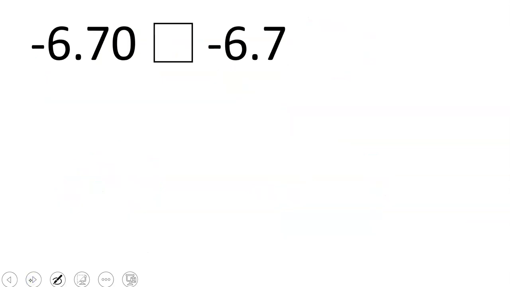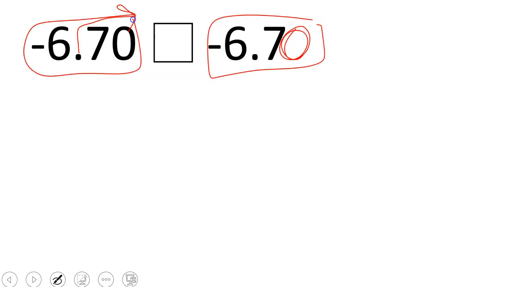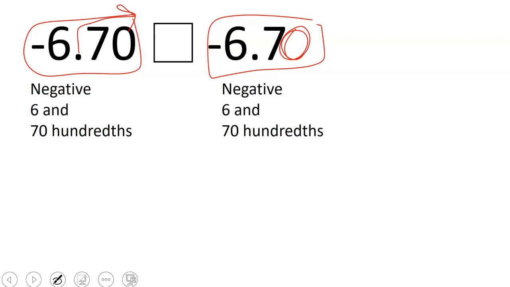All right. This is our final example. I'm going to add a 0 to this side, and I hope you notice that these are the exact same number. So we're comparing negative 6 and 70 hundredths to negative 6 and 70 hundredths. So we just put an equal sign. These two are equal.